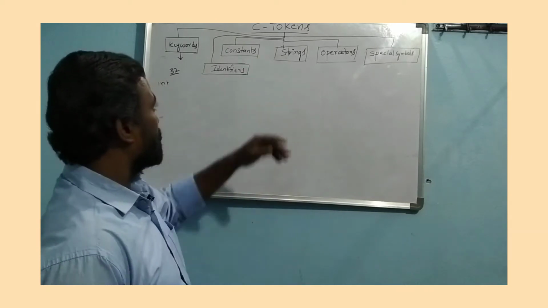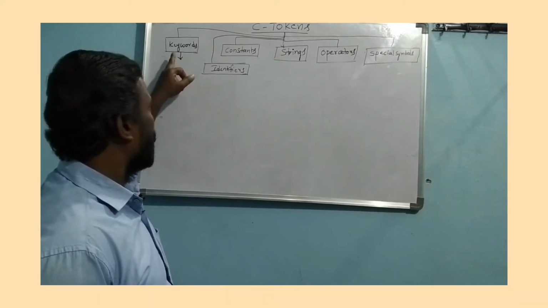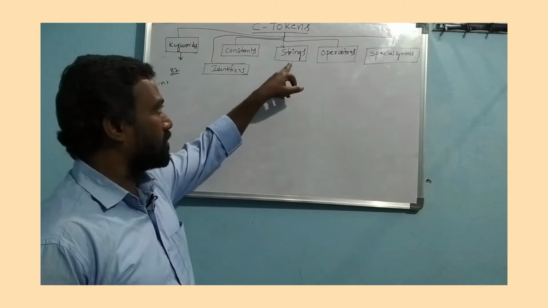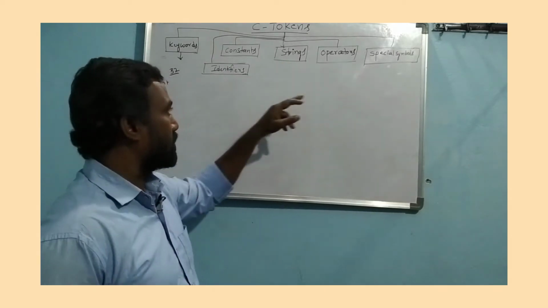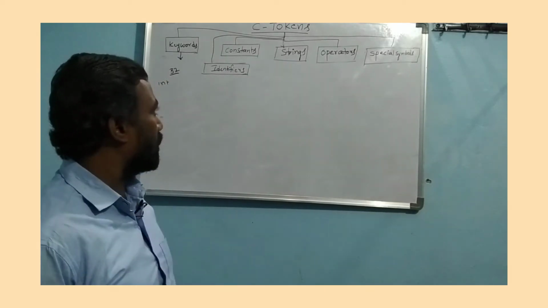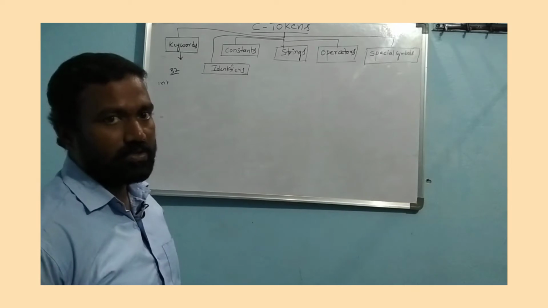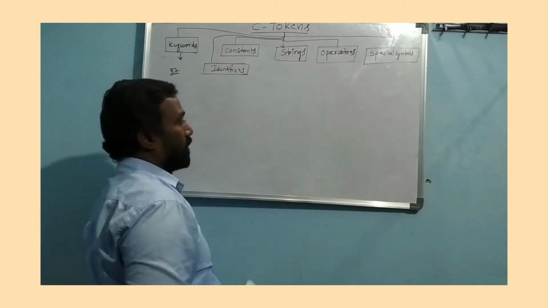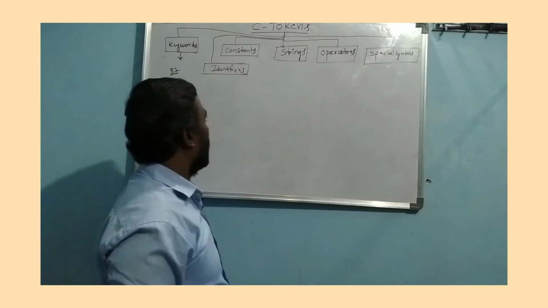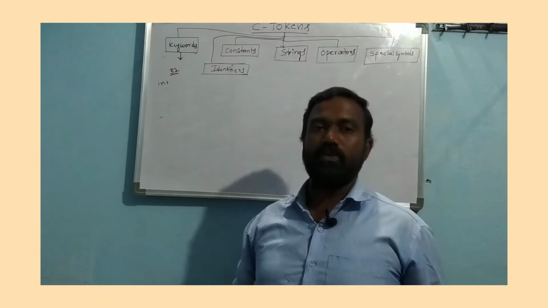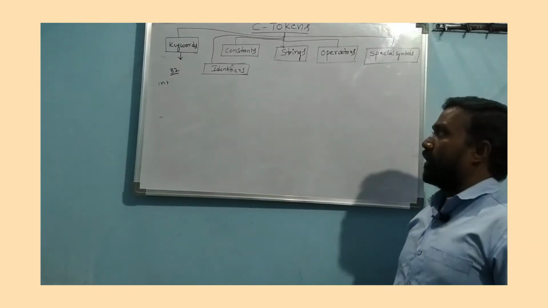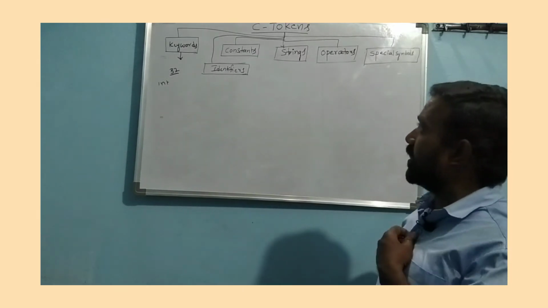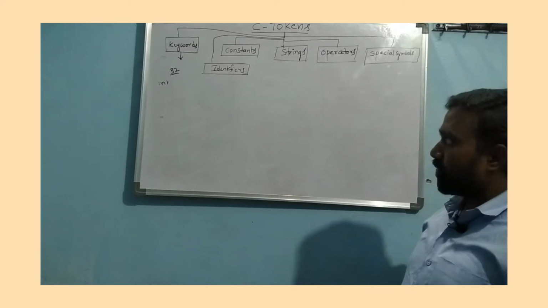The C tokens are mainly classified into keywords, constants, strings, operators, special symbols, and one more thing, that is called identifiers. These are the C tokens we are using in the C programming language. Let us discuss each and every token briefly.